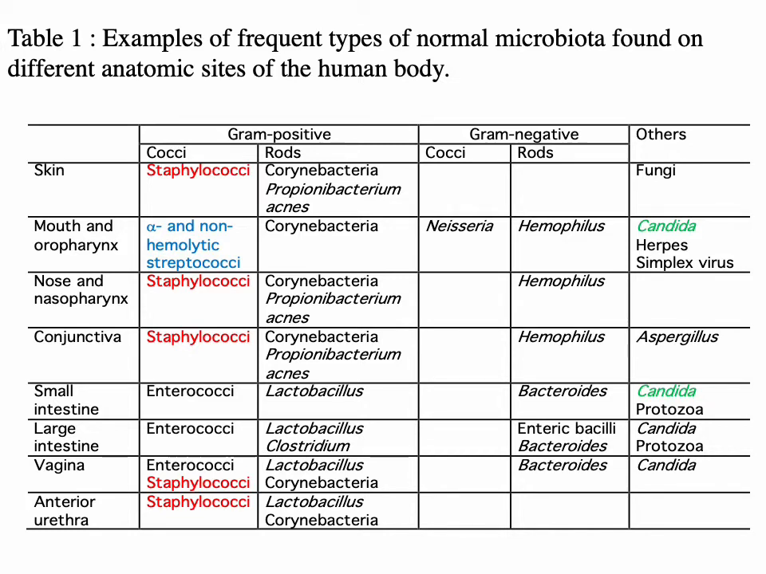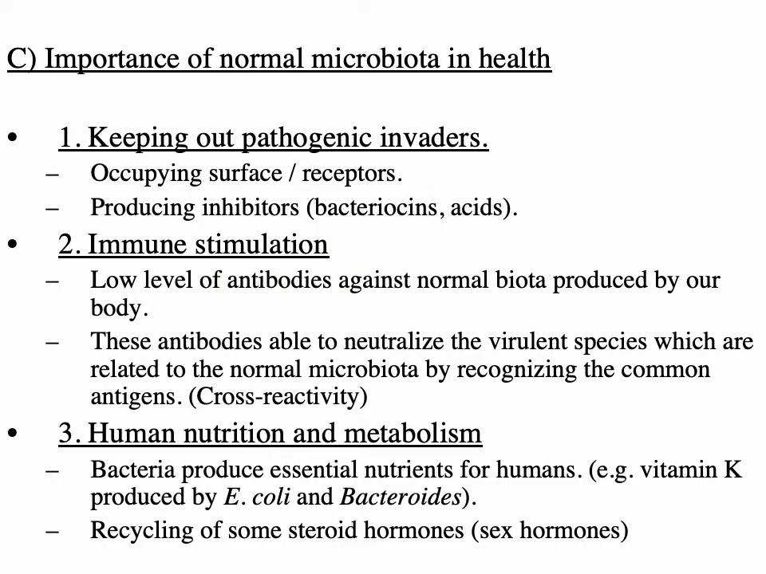So the bottom line of this is that this normal microbiota is quite different in different sites. Some are very abundant. The majority of bacteria are normally harmless to humans. So these normal microbiota are actually quite important to the health of human beings. I can give you three examples here of their role. The first role is keeping out pathogenic invaders.